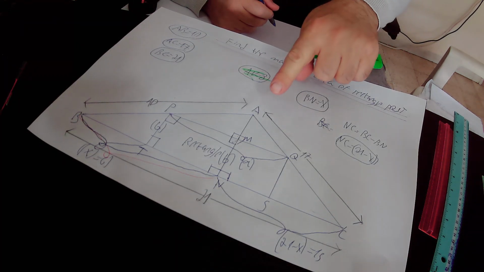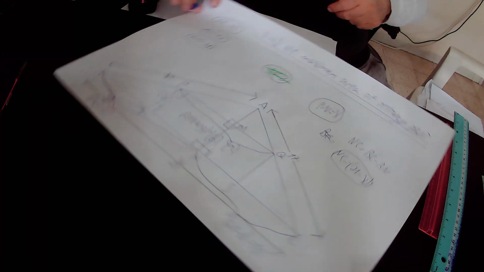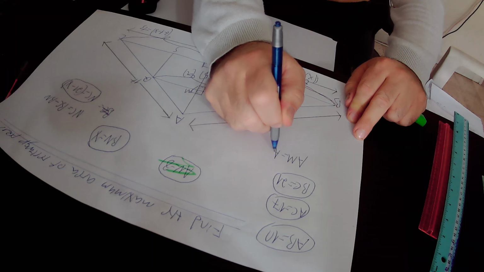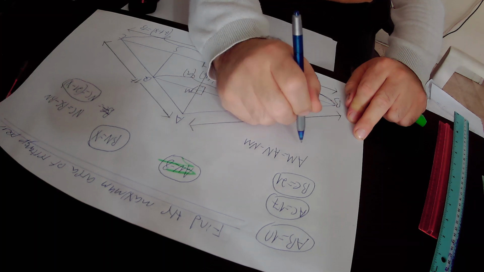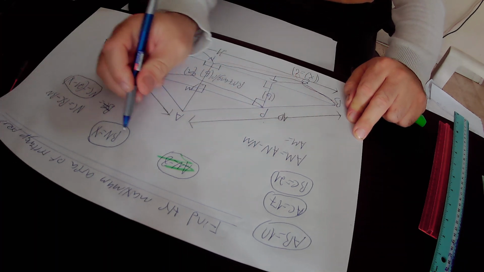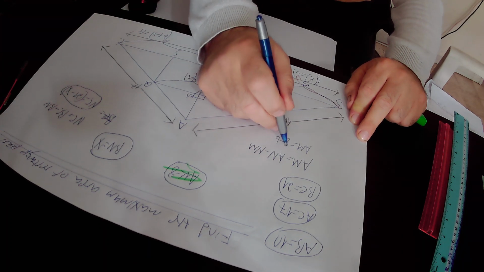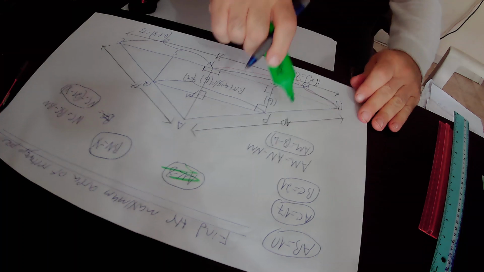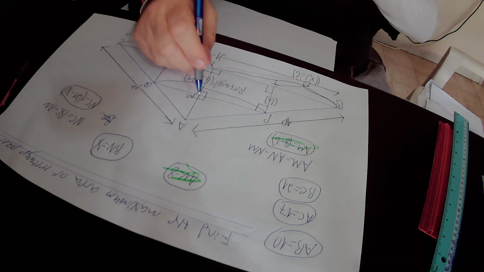So what is the length of line segment AM? From the drawing it is very easy to see that AM equals AN minus MN. So repeat again, AM equals AN minus NM. So AM equals AN, that is 8, minus NM, that is B. So in total, AM equals 8 minus B. This line segment AM is found: AM equals 8 minus B.